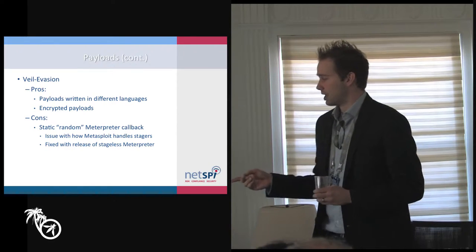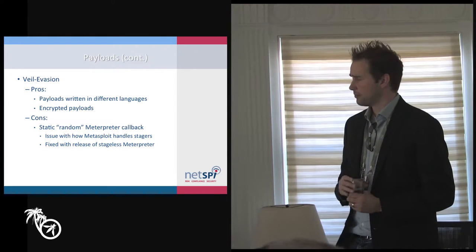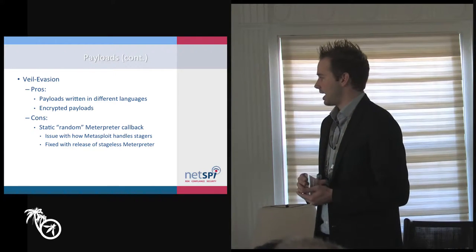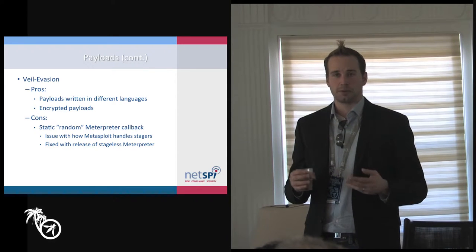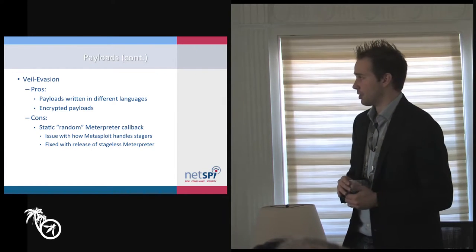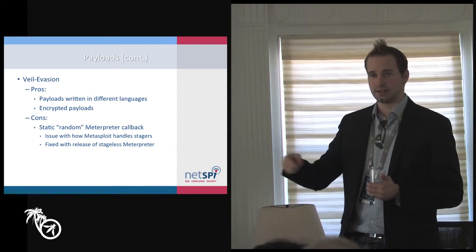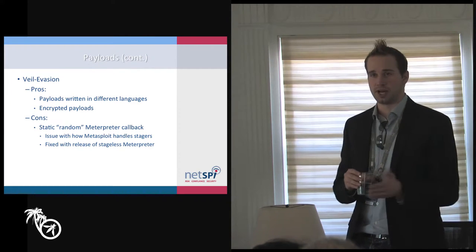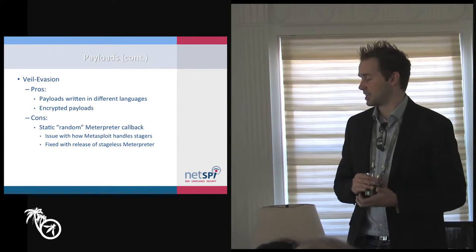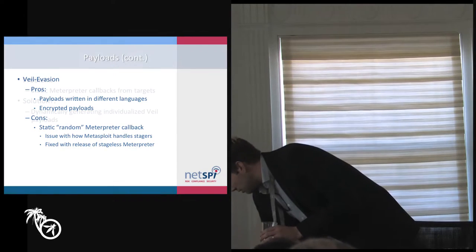The cons with this, when I was originally performing it, was that there was a static random callback for my shells, and that had to do with Metasploit and how it handles the actual stagers itself. Every time an interpreter shell would come back, it's supposed to dynamically generate a new unique identifier. What I found is that it would generate one unique identifier and continue to send that same identifier when trying to open shells on multiple boxes. This was actually fixed with a release of Stageless Meterpreter, I believe back in September, in the Metasploit framework. So I decided to go with Veil.